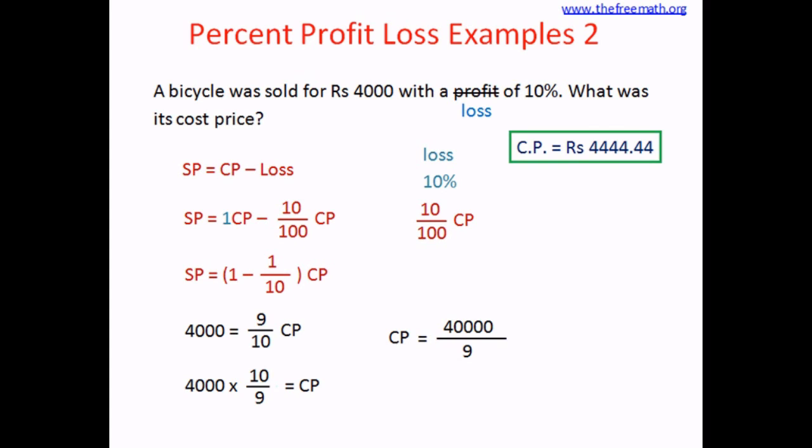We have done this division before. We have divided 40,000 by 9 and the answer of that division was 4,444.44. So again you got the same answer. The cost price is 4,444 rupees and 44 paisa. Whichever method you like, you can use that method to solve these problems.